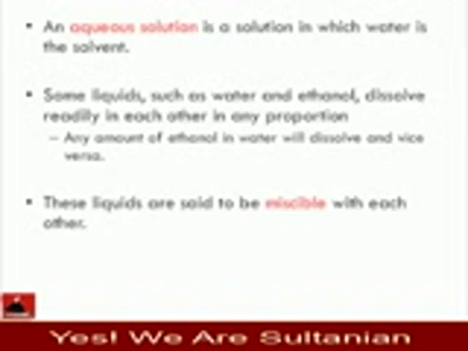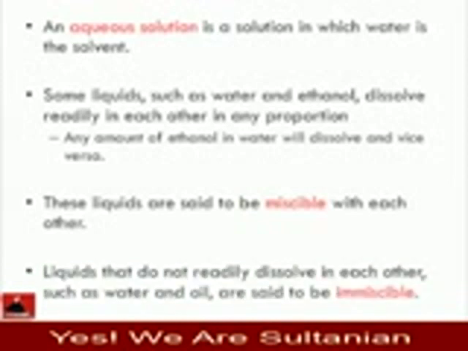Regardless of the amounts that you use of ethanol and water, they will still dissolve within one another. Any liquids that are said to be miscible with each other means that they can dissolve within one another readily this way. Liquids that cannot be done that way are called immiscible. These are liquids that do not readily dissolve in each other. Example, the most common one, water and oil. They don't mix with one another.